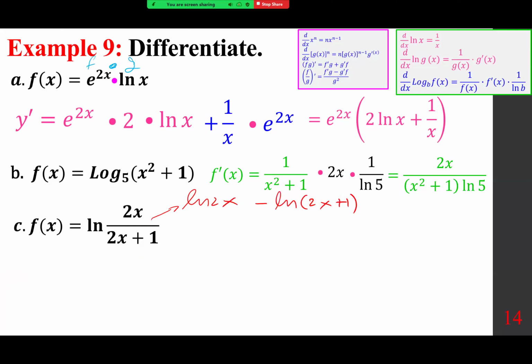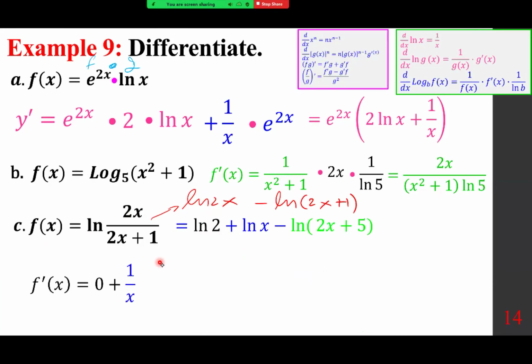And the top, you can write it as ln of 2 plus ln x. ln 2 is a number, the result is 0. ln x is 1 over x, minus, flip this over, 1 over 2x plus 1, and then times 2 by the chain rule. Now notice the common denominator is x times 2x plus 1. And so you're going to say 1 times 2x plus 1 minus 2 times x.